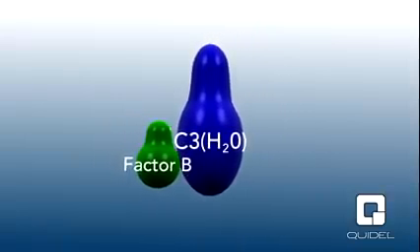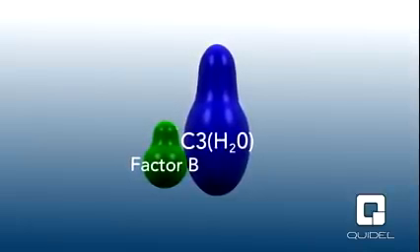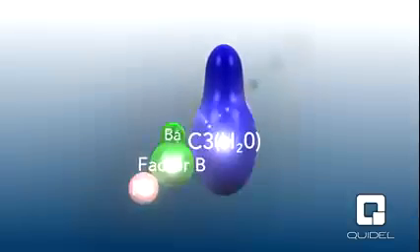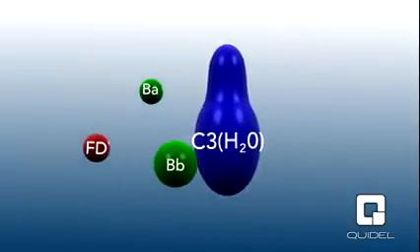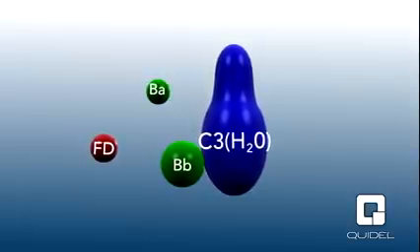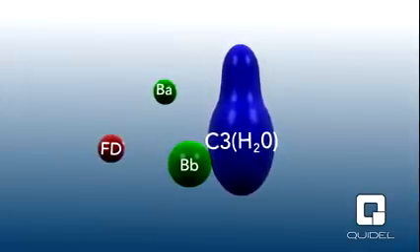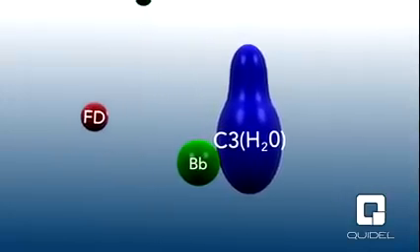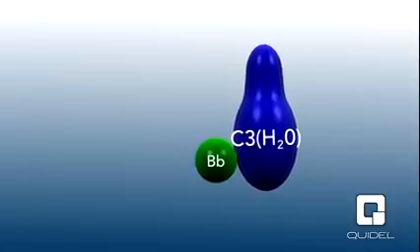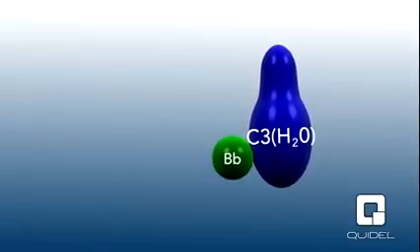Hydrolyzed C3, called C3 water, has a binding site for factor B, another protein in the alternative pathway. Factor B binds to C3 water and becomes a substrate for cleavage by factor D, denoted here as FD. Factor D cleaves factor B into two fragments, Ba and Bb. The enzymatically active Bb fragment remains associated with C3 water, and this bimolecular complex is the alternative pathway C3 initiation convertase.